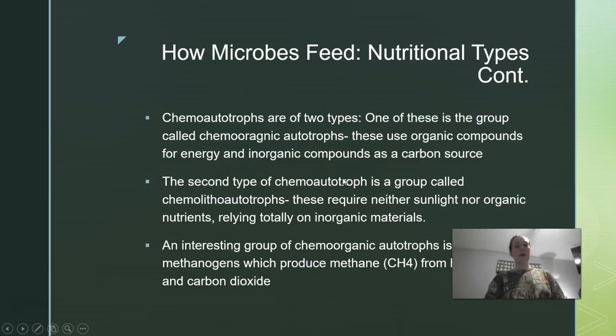All right, chemoautotrophs are of two types. One of these is the group called chemoorganic autotrophs. These use organic compounds for energy and inorganic compounds as a carbon source. The second type of chemoautotroph is a group called chemolithoautotrophs, which is such a huge word. These require neither sunlight nor organic nutrients, relying totally on inorganic materials. An interesting group of chemoorganic autotrophs is the methanogens, which produce methane or CH4 from hydrogen gas and carbon dioxide.